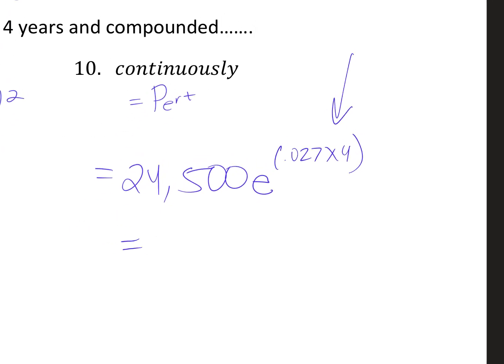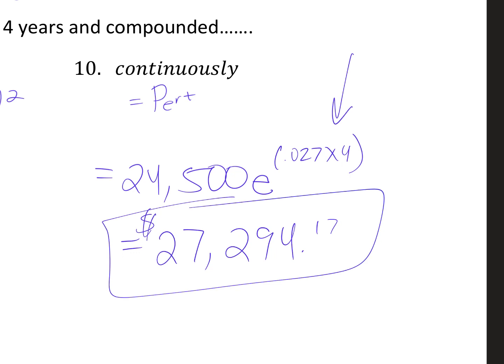But what do we get in our calculators here? 27,000, how much? 294.17? Okay, perfect. Guys, remember, we're talking about money. You round to 2 decimal places.